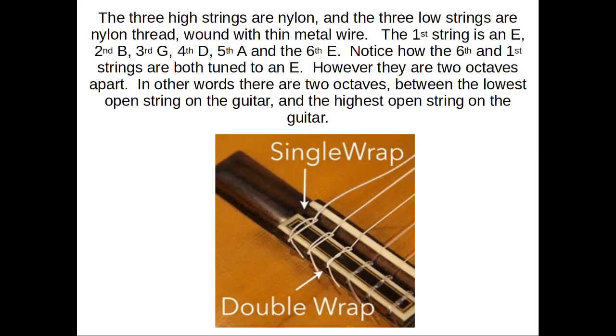Notice how the 6th and the 1st strings are both tuned to an E. However, they are 2 octaves apart. In other words, there are 2 octaves between the lowest open string on the guitar and the highest open string on the guitar. Below you see some detail on how to fasten the strings onto the guitar.